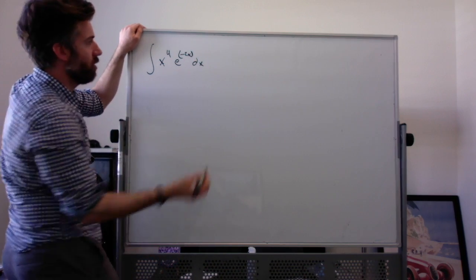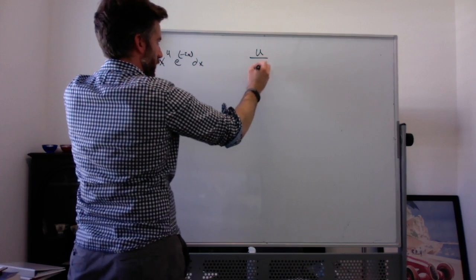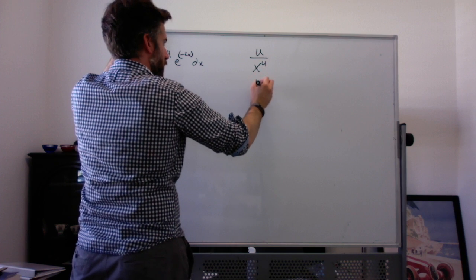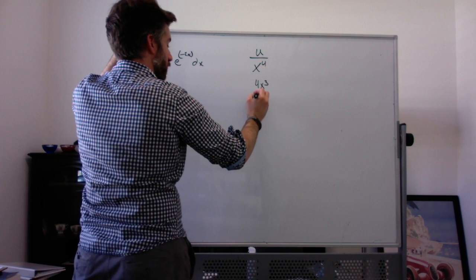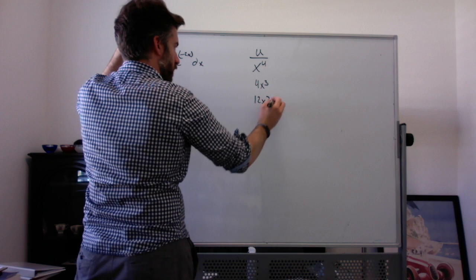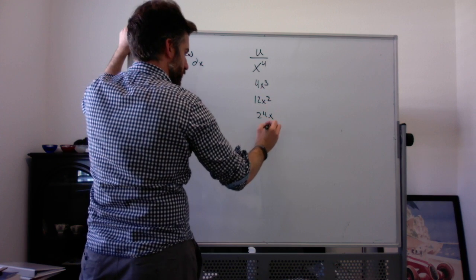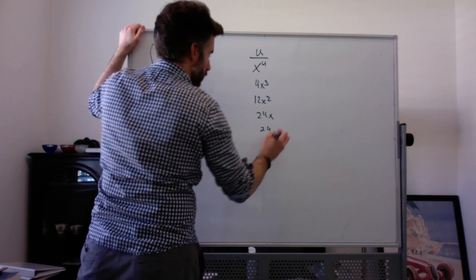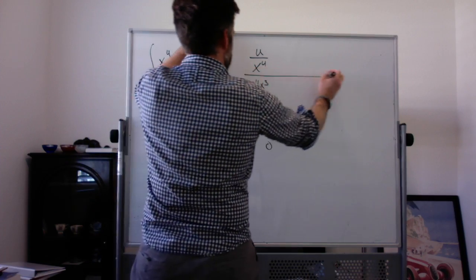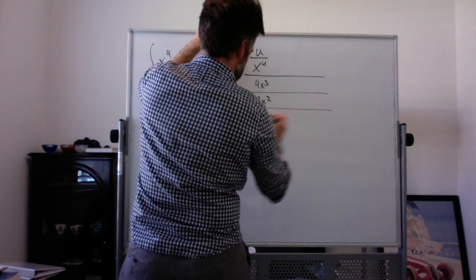Okay, so here my u is x to the 4th, and my derivatives are 4x cubed, 12x squared, 24x, 24, 0. And when you have so many things, it really is important to make sure you keep it all straight.